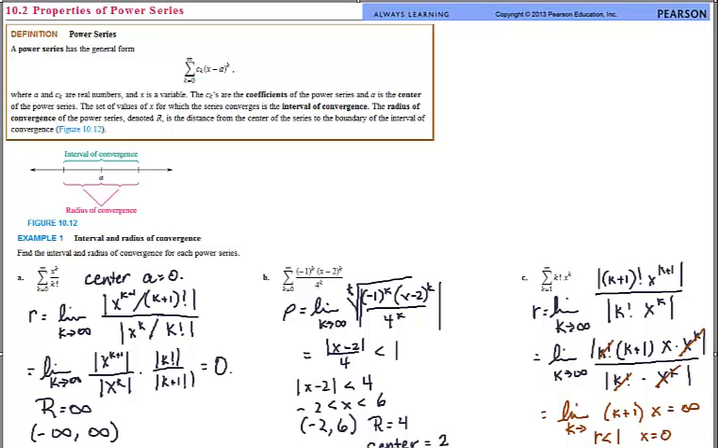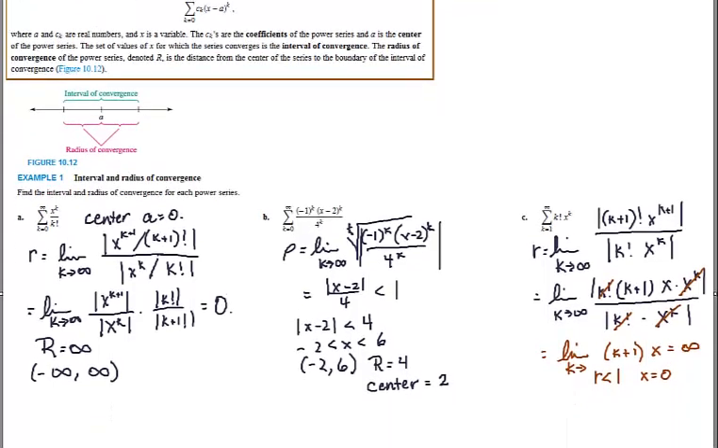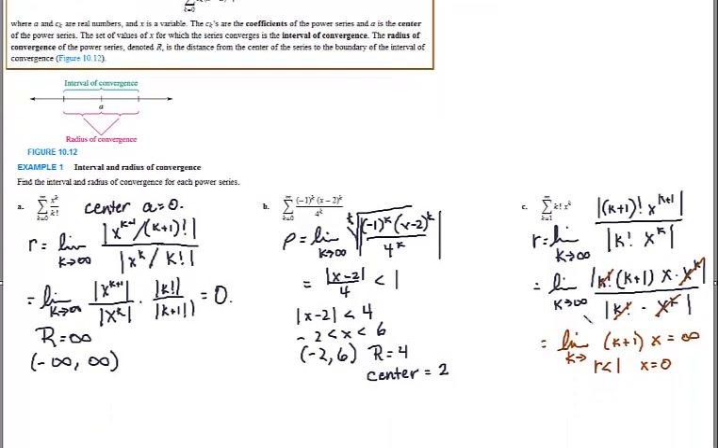And if that's the case, then my power series itself has a value of 0, and this interval of convergence is just that single point 0, and the radius is 0 as well.